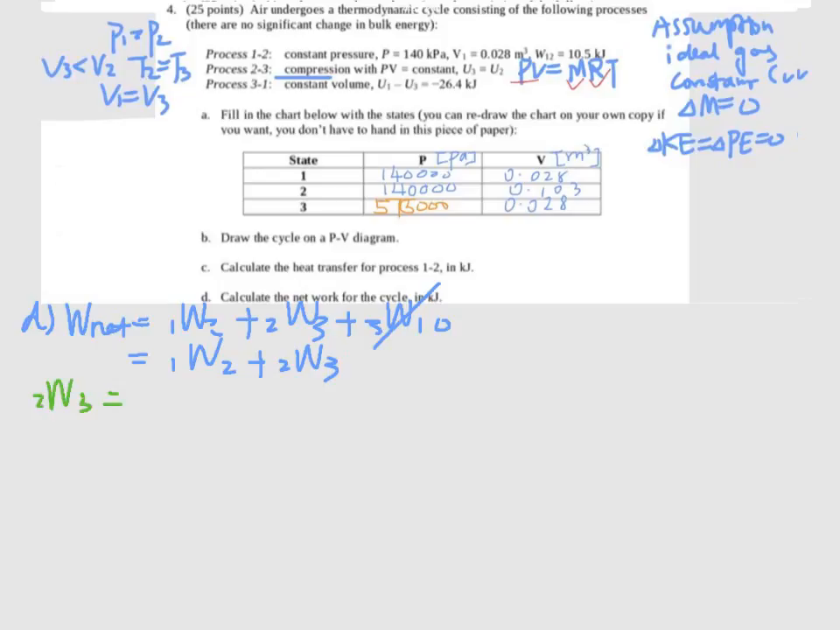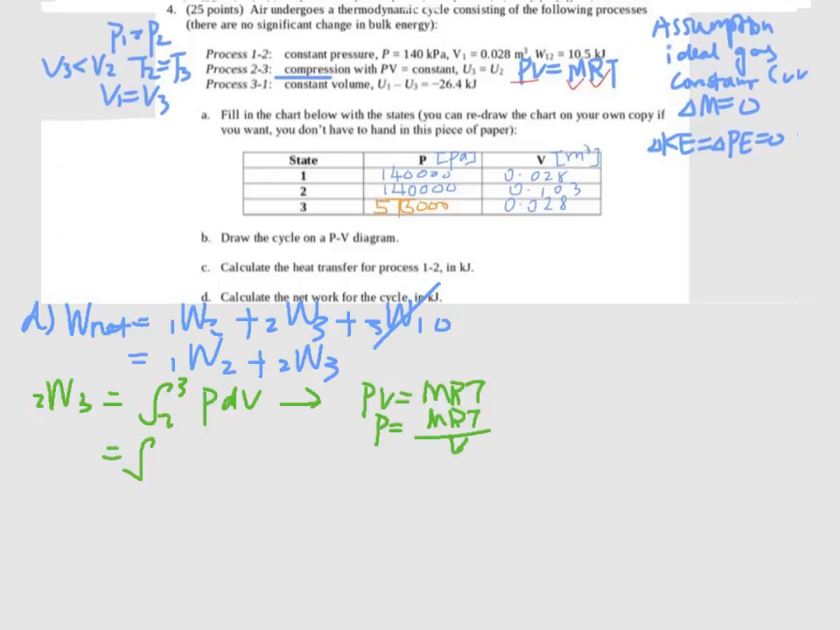So work, as we said before, is just pressure times dV. And in this case, we're going to replace this P using the ideal gas law, where P is mRT over V. The reason why we do that is because P in this case is not constant, so we want to replace this P with something that we know.